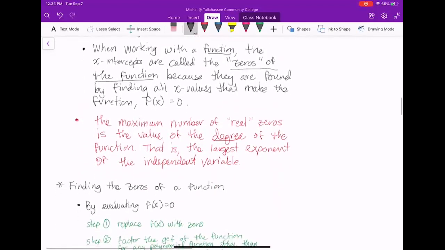If we're working in particular with a function, then the x-intercepts of a graph are called the zeros of a function because they're found by finding all x values that make the function, for example, f of x, equal to 0. The maximum number of real zeros is the value of the degree of a function, and that means the largest exponent on the independent variable. I'm going to talk about that when we get to one of the examples down below, so if you're not quite sure what that means, don't worry, I will go over it when we're dealing with an actual example.